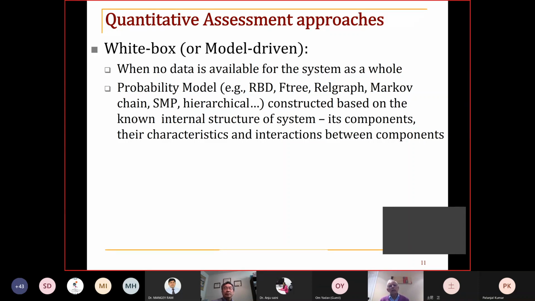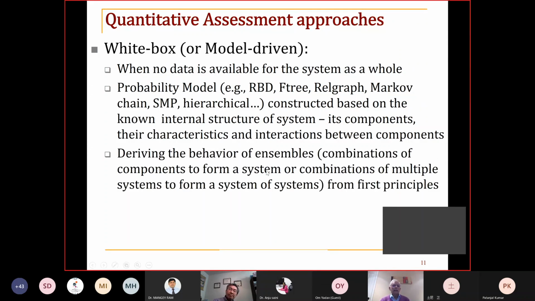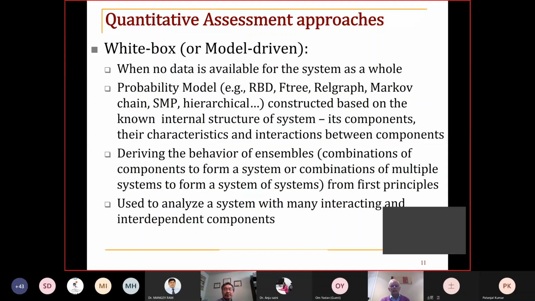And these probability models are many in this context: reliability block diagrams, fault trees, reliability graphs, Markov chains, semi-Markov processes, and so on. These models will be constructed based on the known internal structure of the system and its components, that is, component characteristics, and the interactions between these components. So we are essentially deriving the behavior of ensembles, that is, combinations of components to form a system, from first principles. First principles meaning probability theory. And these can be used to analyze a system with many interacting and interdependent components.